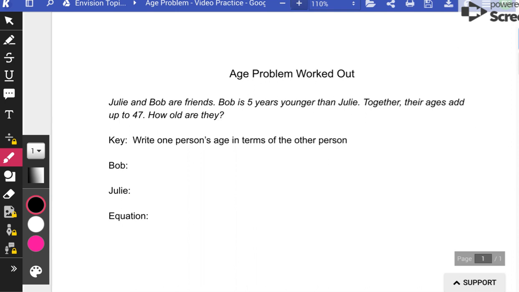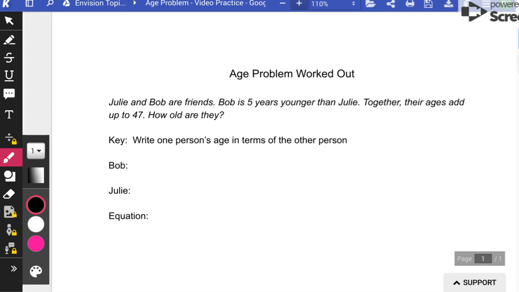In this video, we're going to talk about age problems. Generally, with age problems, we're comparing one person's age with another person's age and then trying to figure out how old they are in total.